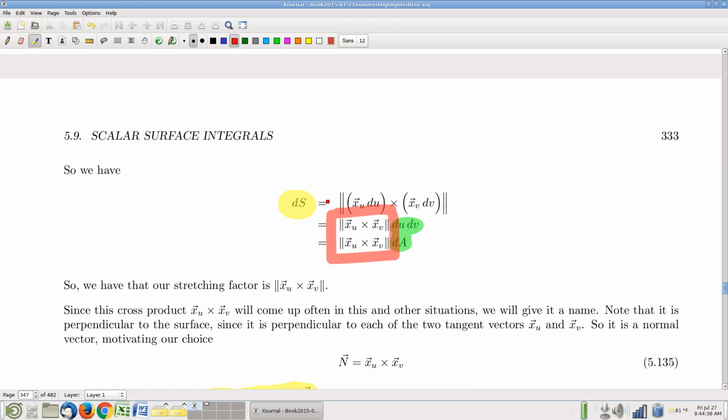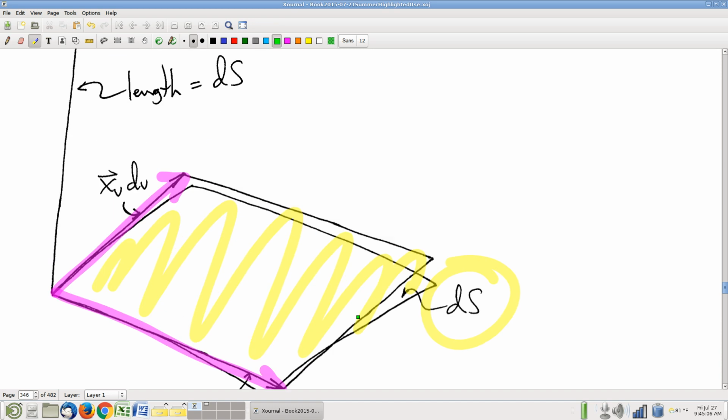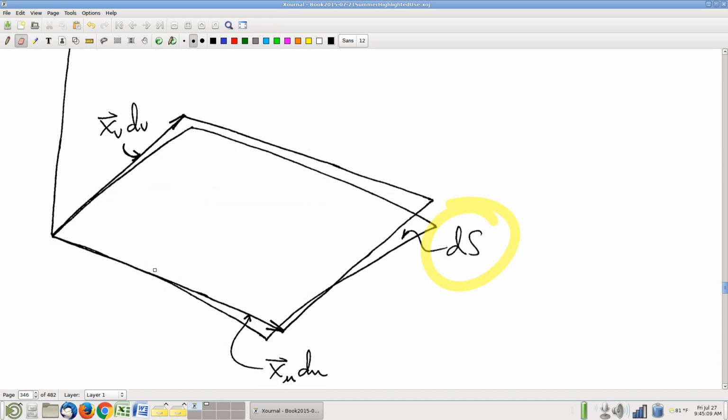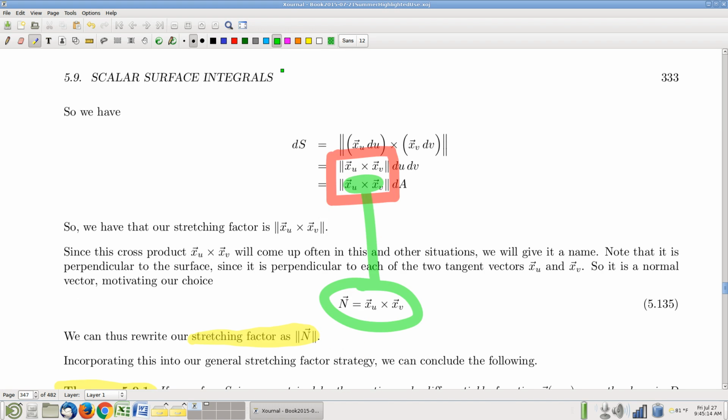And this is something to memorize, the magnitude of xu cross xv. Make sure to memorize that formula. Very important. Because this formula is so important, this vector that we're taking the magnitude of, xu cross xv, is also pretty important. Turns out this vector is important for a lot of reasons. One quick observation I'll make about xu cross xv. Look back at this picture.